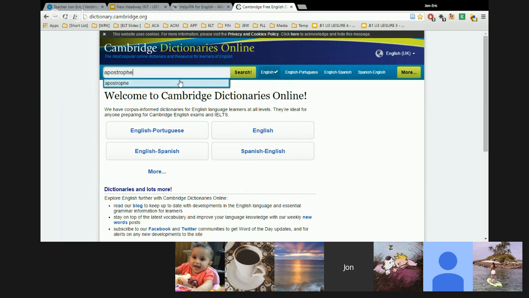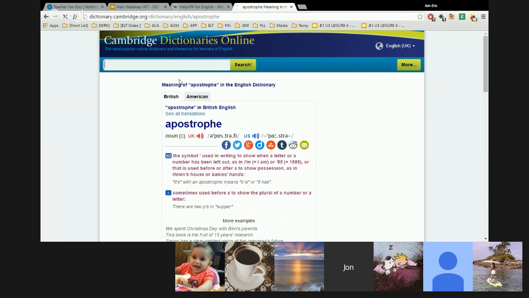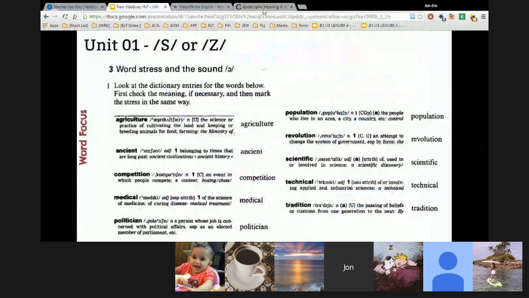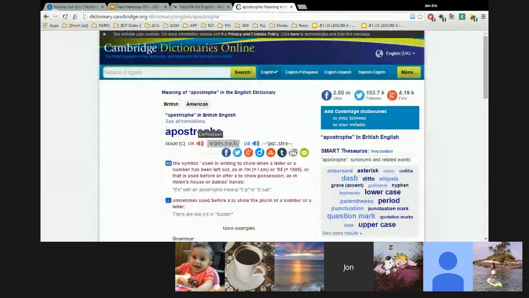Apostrophe. So we're going to go to the word apostrophe, and it gives us the IPA symbols for apostrophe too, so you can see what it is and how to spell it. Whoops, sorry about that. Okay. And the apostrophe is that symbol that goes at the very top. In fact, you can see the definition. The symbol here, this one, used in writing to show when a letter or number has been taken out, or in this case, where the stress falls.